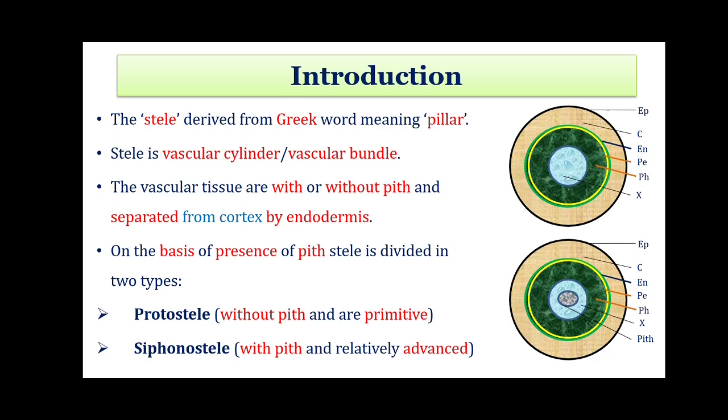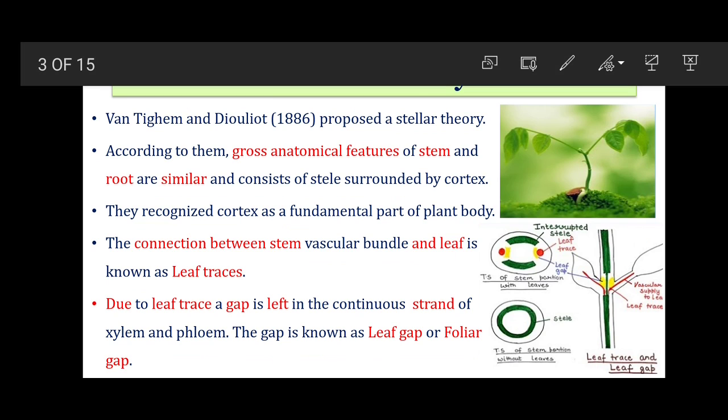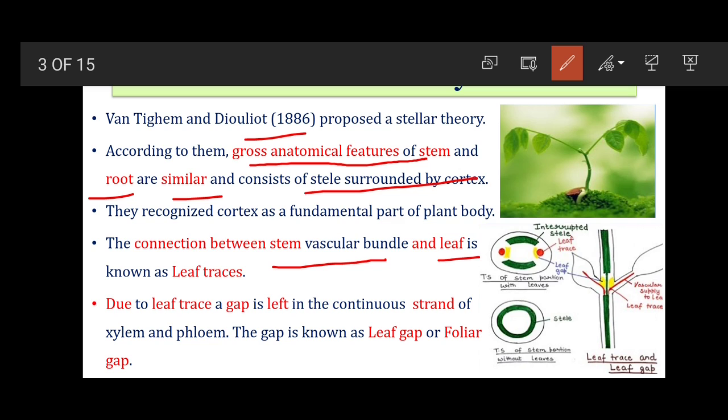that is without pith. Now there is a stelar theory for explaining the nature of the vascular bundle. Two scientists proposed the stelar theory in 1886. According to them, the gross anatomical features of stem and root are similar, and they consist of stele surrounded by the cortex. There is a connection between the stem vascular bundle and the leaf vascular bundle. Now, this connection is known as leaf trace.